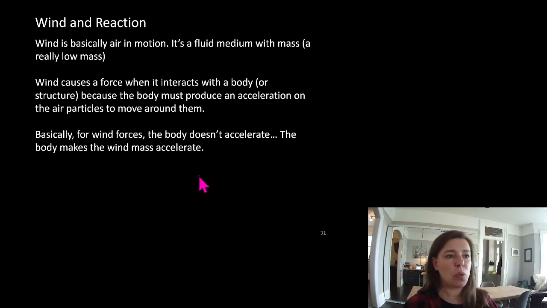Now, wind and reaction. Wind is basically air in motion. It's a fluid medium with a mass. It has a ridiculously low mass, but it has a mass nonetheless. Wind causes a force when it interacts with a body or a structure because the wind must produce an acceleration on the air particles to move around them. So this concept of what's accelerating is slightly different when we're talking about wind. Basically, for wind forces, the body doesn't accelerate. The body makes the wind mass accelerate. So we become the chair in a way. We're not going to worry about it too much. We still have to be able to resist that same force.